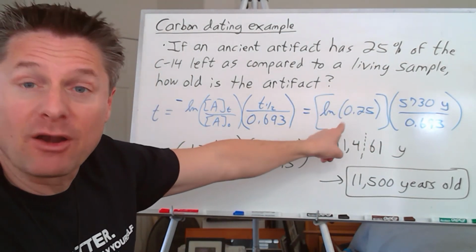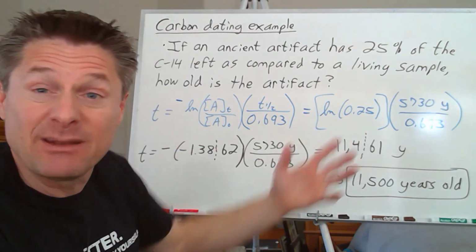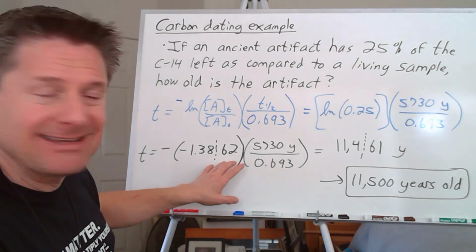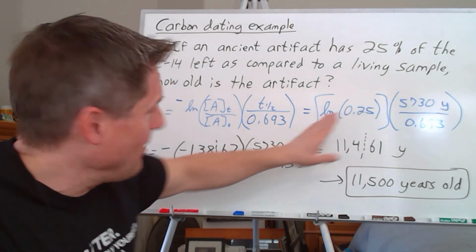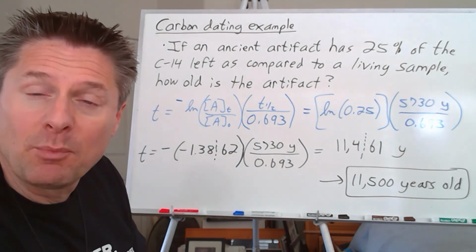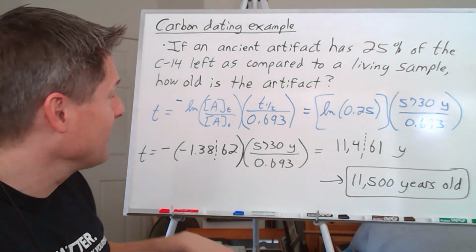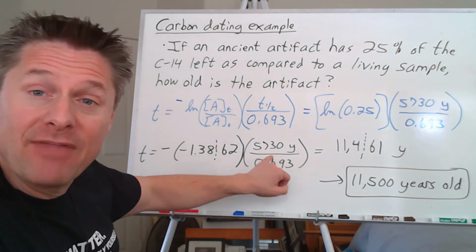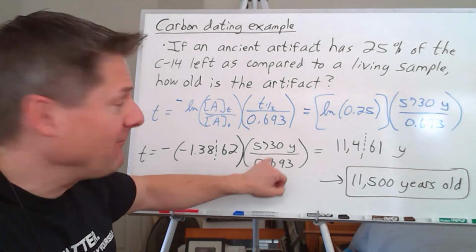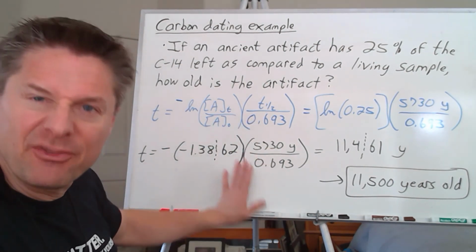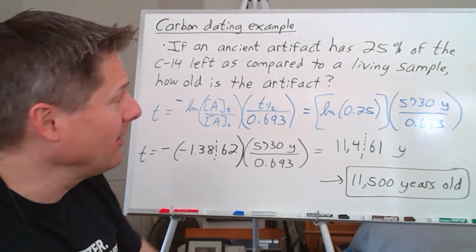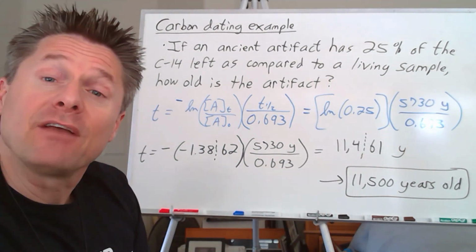Well, let's do that logarithm first. So log of 0.25, that's going to be negative because that's smaller than 1, right? I get negative 1.3862. Those negatives will cancel out, right? Plug in the 5,730 years for the half-life, 0.693. Everything's got 3 sig figs. So I punch that out. I get 11,461 years. Rounds to about 11,500 years old.